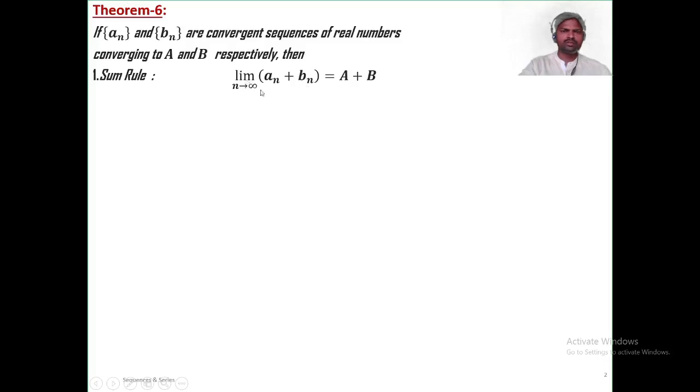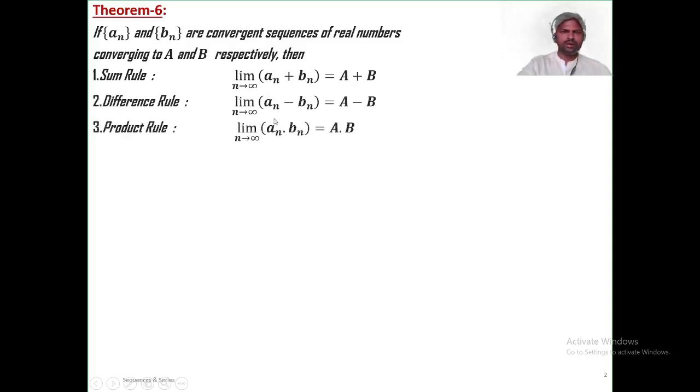The limit as n tends to infinity of bn is capital B. So that's why it is a plus b. This rule is called the sum rule. Similarly, the difference rule: the limit of an minus bn is A minus B. And the product rule is the limit of an into bn. Here an is the nth term of the first sequence and bn is the nth term of the second sequence. Then their limit is the product of their limit values, a into b.